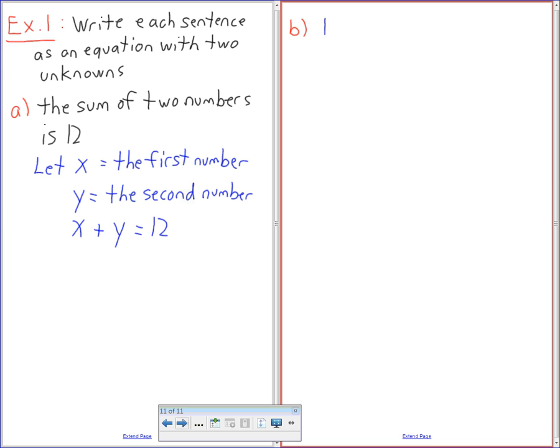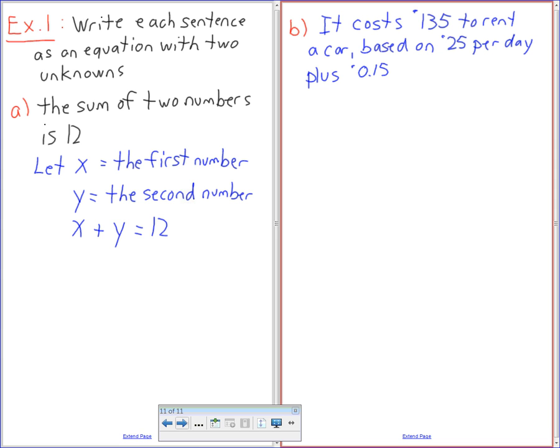It's going to say it costs $135 to rent a car based on $25 per day plus 15 cents per kilometer. All right. Now this one we're starting to get a little bit more tricky. I'm going to start with the let statements, and then we'll deal with the equation.